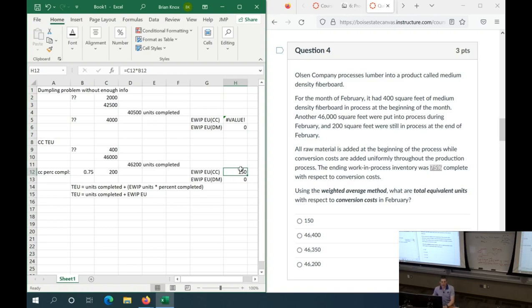And if the question was asking, what are the equivalent units in ending work in process? That would be the right answer. But it's not asking for that. It's asking for TEU. TEU equals units completed plus ending WIP equivalent units. So let me add, with respect to conversion costs here, the units completed plus the ending WIP equivalent units with respect to conversion costs. So that should be the answer right there. Okay? Any cells you want to see?